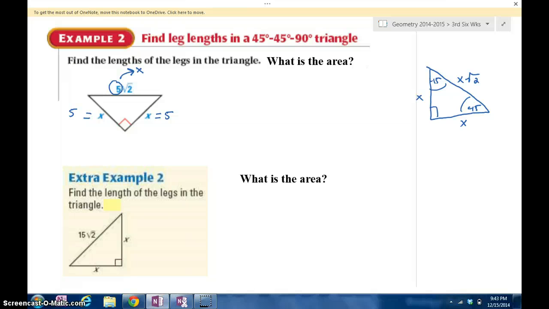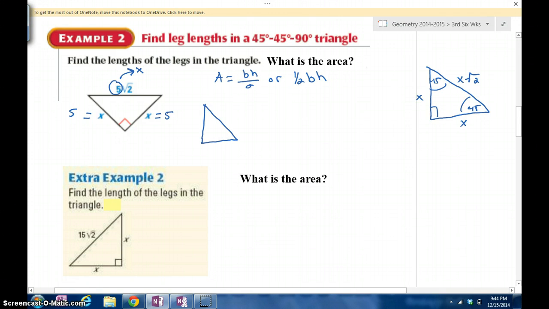Alright, so now it's asking what is the area of this triangle, which is the base times the height. So we have A equals base times your height over 2, or 1/2 base times height, whichever one you'd like to use. Alright, so the base on this could be either leg. If you want to redraw it, this is probably easier to think of. 5, 90 degree, 5, 5 square root of 2. Alright, so we have a height of 5 and a base of 5.